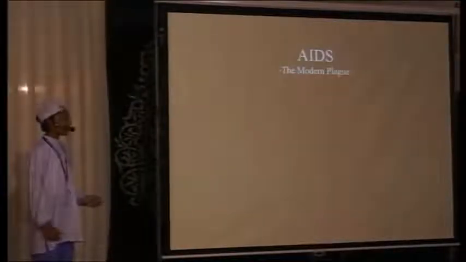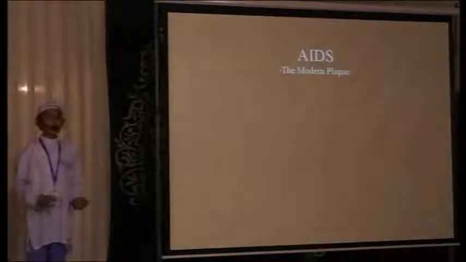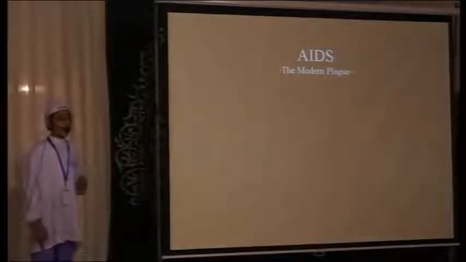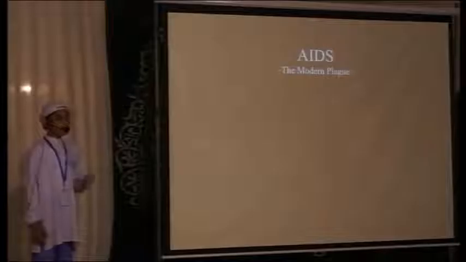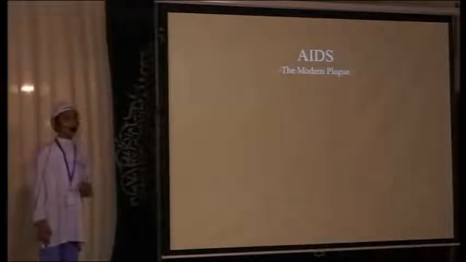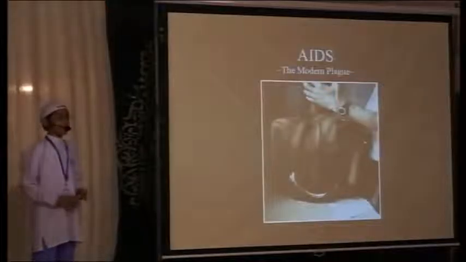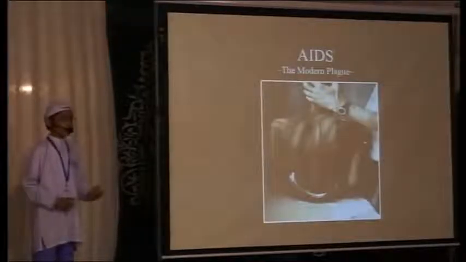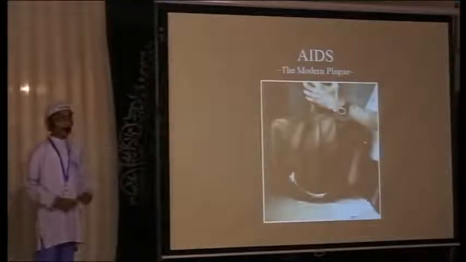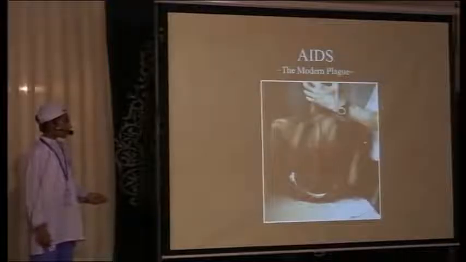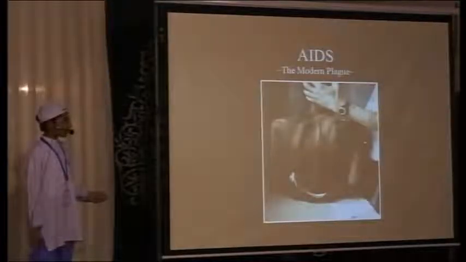AIDS, the modern plague. AIDS is also known as acquired immune deficiency syndrome. The HIV, human immunodeficiency virus, doesn't kill you. It weakens your immune system. When your immune system shuts down, common diseases that your immune system can defeat become life-threatening, and it can show no effects for several months, up to 10 years. This is the example of a person. As you can see, the person has AIDS.